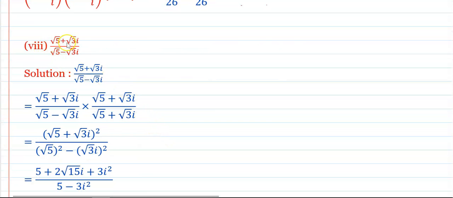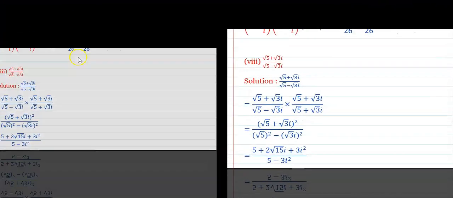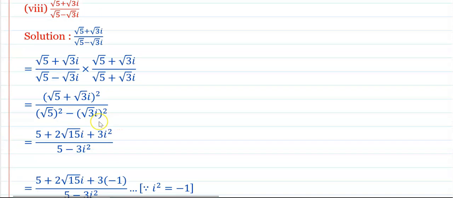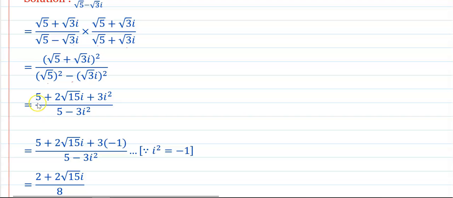Next, (root 5 plus root 3i) upon (root 5 minus root 3i). We multiply numerator and denominator by the conjugate of root 5 minus root 3i. Then you get (root 5 plus root 3i) bracket square upon a minus b into a plus b, which is a square minus b square. Root 5 square is 5. (Root 3i) square is 3i square. I square is minus 1. Therefore 5 plus 2 root of 15i.